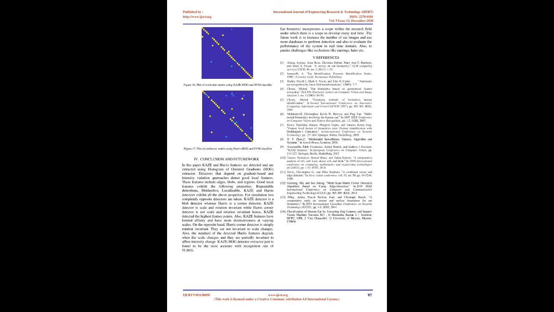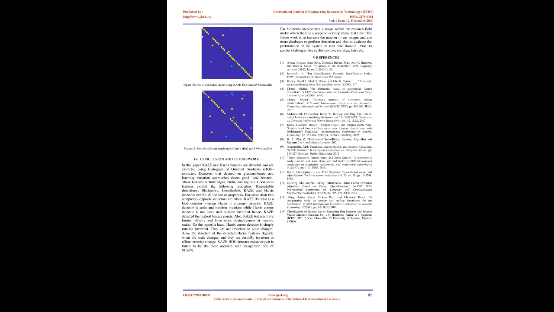For conclusion and future work. In this paper, Kaze and Harris features are detected and extracted using the histogram of oriented gradients, HOG, extractor. Detectors that depend on gradient-based and intensity variation approaches detect good local features. These features include edges, blobs, and regions. Good local features exhibit the following properties: repeatable detections, distinctive, localizable. Kaze and Harris detectors exhibit all the above properties.